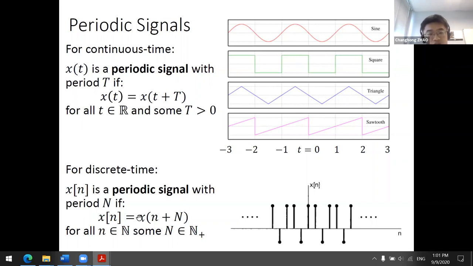And the same definition applies to discrete time signals. A signal x of n is periodic if, here I made a typo, around this n plus N, it should be square brackets instead of round brackets, if x of n equals x of n plus N. In other words, if we shift the signal by N units to the left, then it overlaps with itself, the signal is periodic. Here, we shift the signal 3 units to the left, it overlaps with itself, so capital N equals 3 is a period of this signal. For discrete time signals, the period N must be an integer. If we cannot find an integer N that satisfies this definition, then it's not periodic.